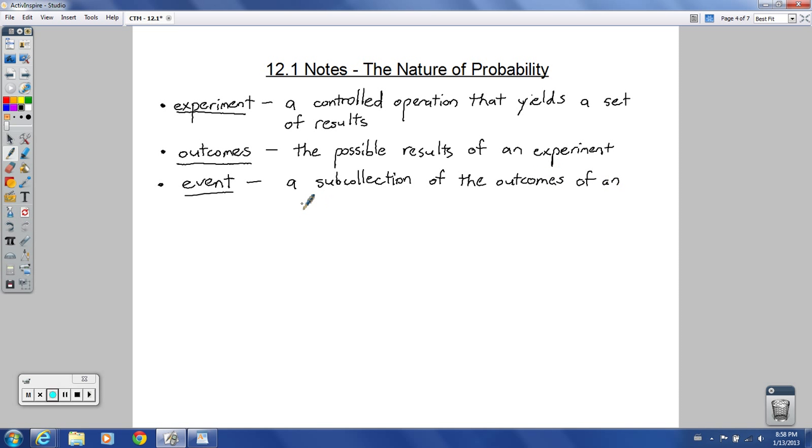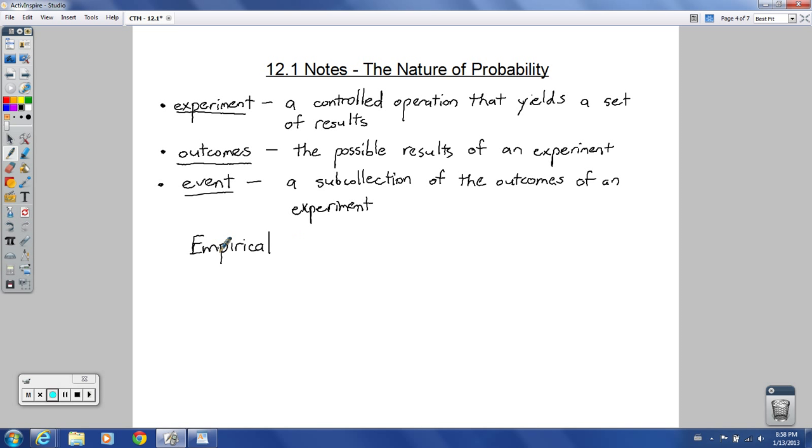So let me put this into a certain context for you. Let's say our experiment is flipping a coin, a fair coin. We're going to have heads and tails. So our experiment, the controlled operation, is the flipping of the coin. It yields a set of results. Those results can either be heads or tails. Those are the possible outcomes of the experiment. And an event could be, the subcollection could either be the group of heads that you got or the group of tails that you got. So that's putting it into a workable framework, something that helps you understand what all those mean in context without writing that all down.